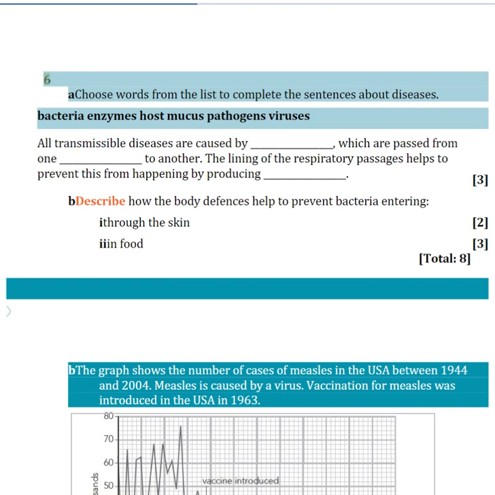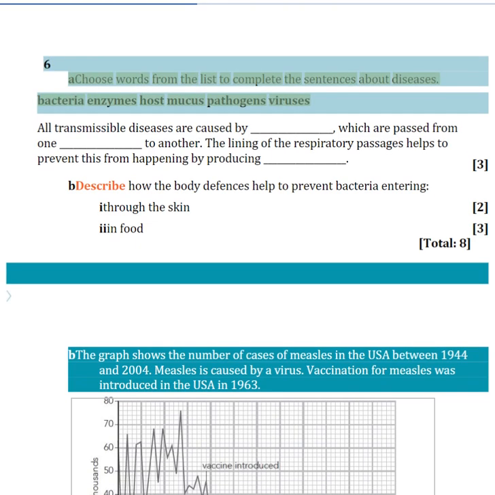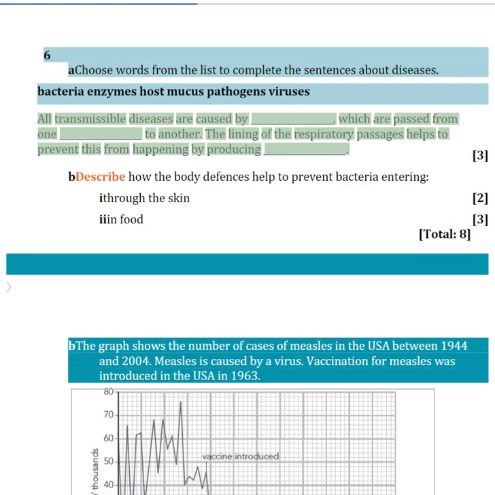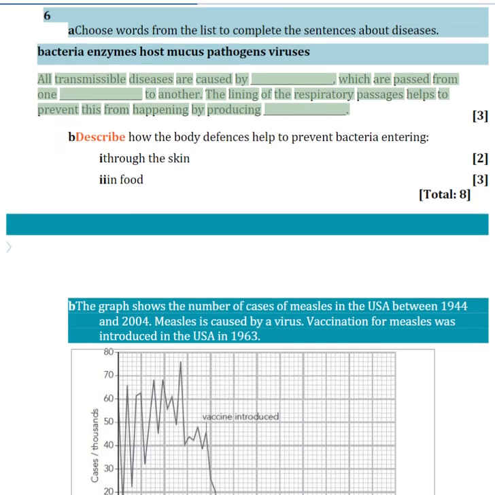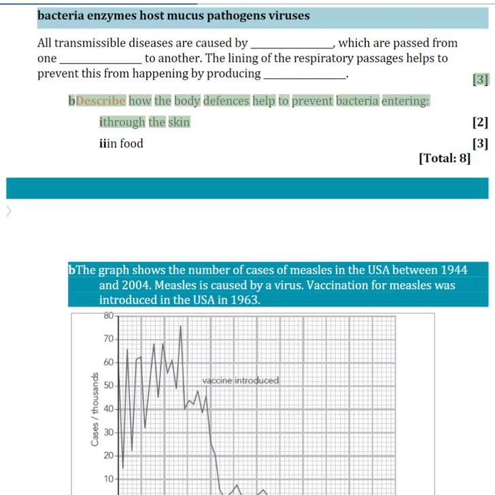6. A. Choose words from the list to complete the sentences about diseases. Bacteria, enzymes, host, mucus, pathogens, viruses. All transmissible diseases are caused by, which are passed from one host to another. The lining of the respiratory passages helps to prevent this from happening by producing. B. Describe how the body defenses help to prevent bacteria entering through the skin.